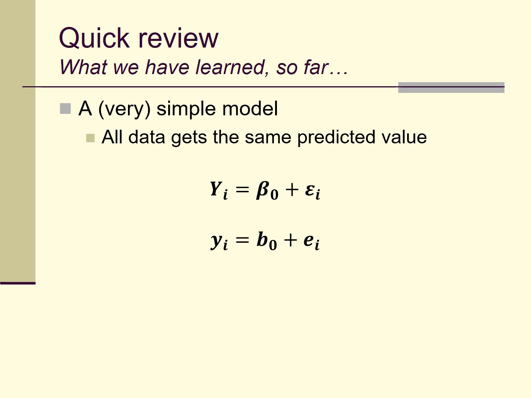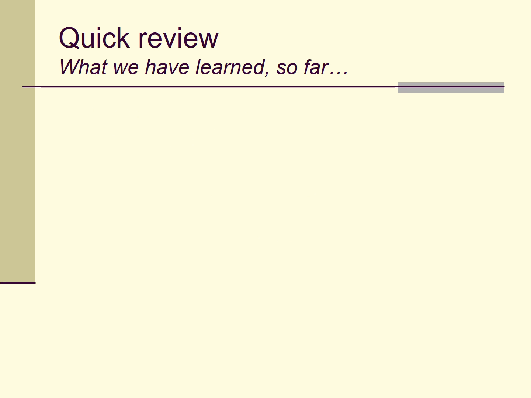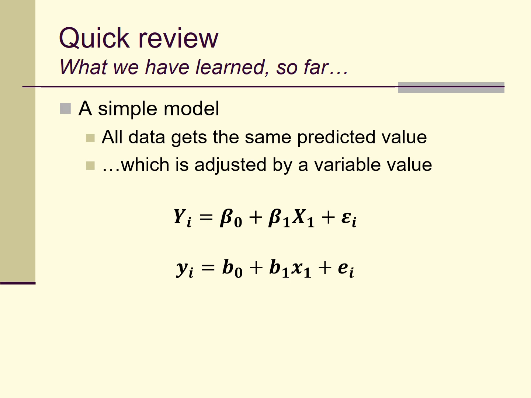In some cases, we have very simple models where all the data are given the same predicted value. So it might be something like just a constant value. And in other cases, we have models which are a little bit more complicated, where all data get some predicted value, which is then adjusted by a variable value. This is perhaps the more familiar simple regression, where we have both a slope and an intercept.